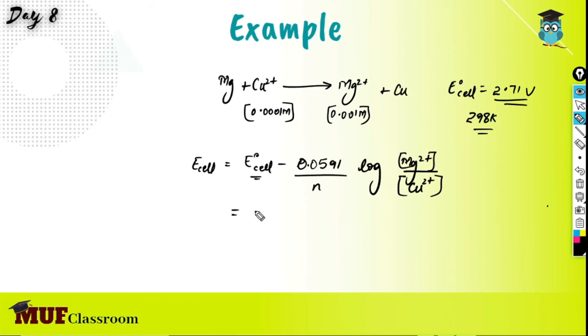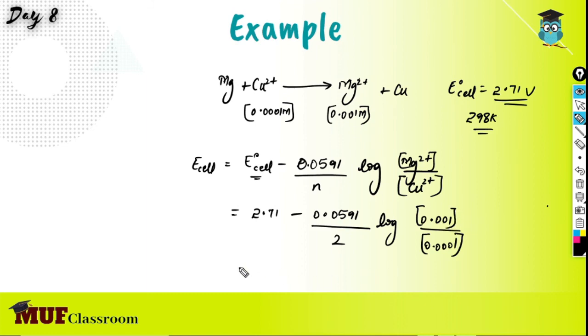So substitute the values. 2.71 minus 0.0591 divided by N, where N is the number of electrons, that is 2, right? So write it 2, then log of, write the concentration, that is P by R, product 0.001 divided by 0.0001. So we got it, and when you solve the entire equation, we get the final answer as 2.68 volt.